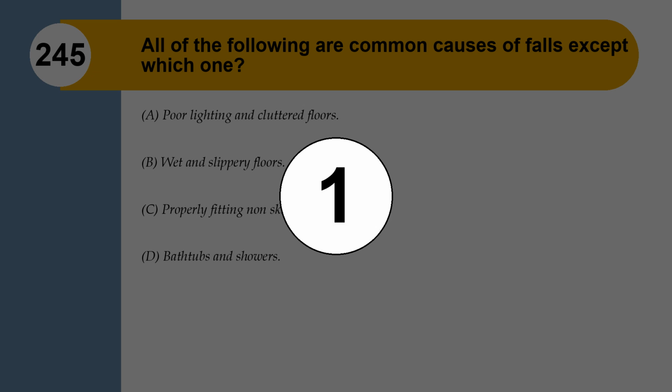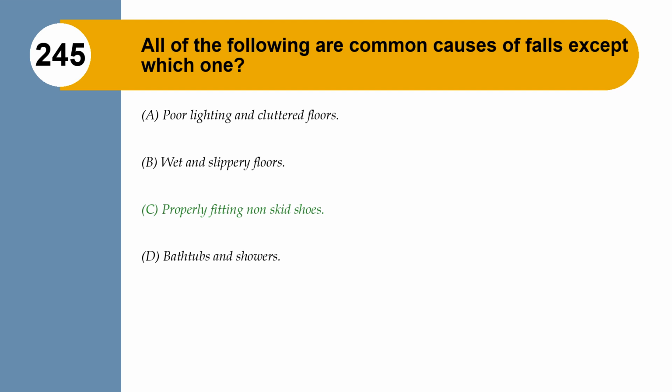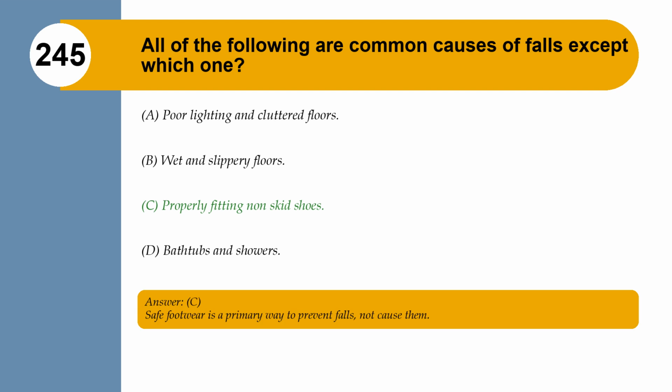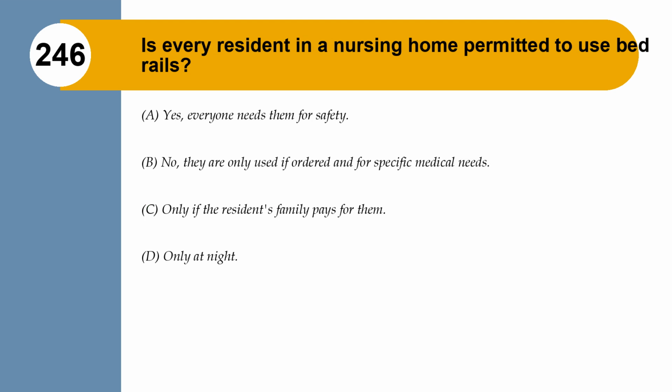The correct answer is option C. Properly fitting non-skid shoes. Explanation. Safe footwear is a primary way to prevent falls, not cause them. Question 246. Is every resident in a nursing home permitted to use bed rails?